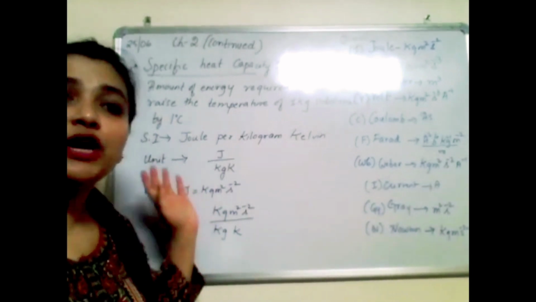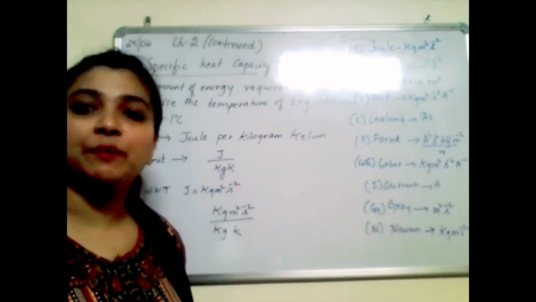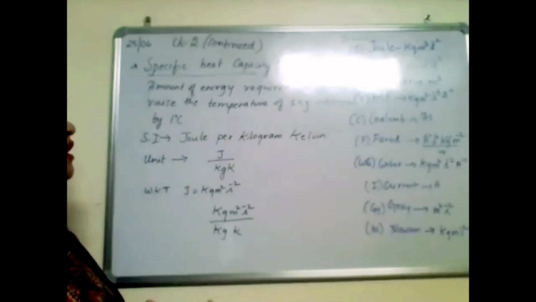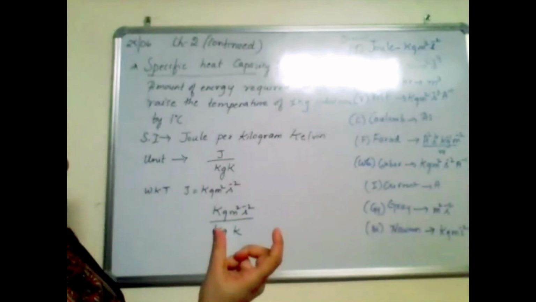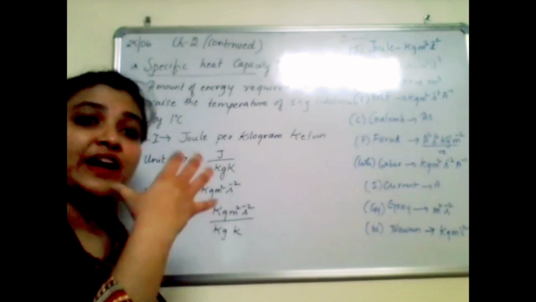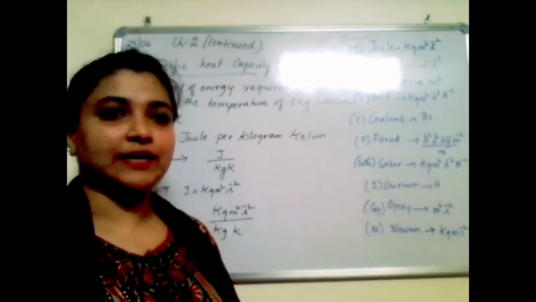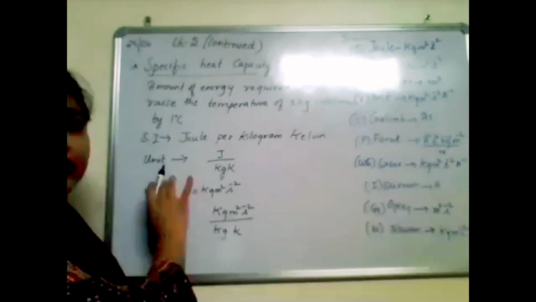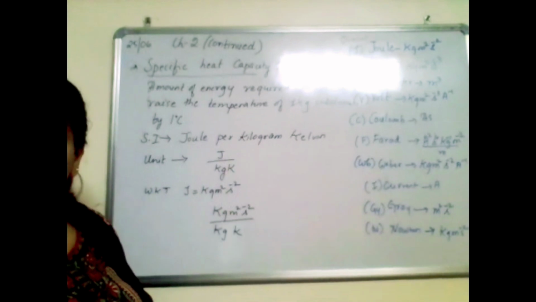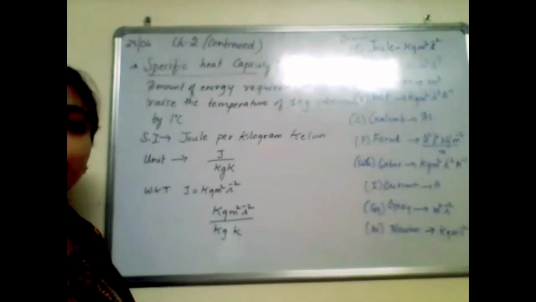The next quantity that we are going to derive is specific heat capacity. What is specific heat capacity? Some energy is required to raise the temperature of 1 kg of substance by 1 degree Celsius. That heat required to raise the temperature by 1 degree Celsius is called specific heat capacity. The SI unit for specific heat capacity is joule per kilogram Kelvin.